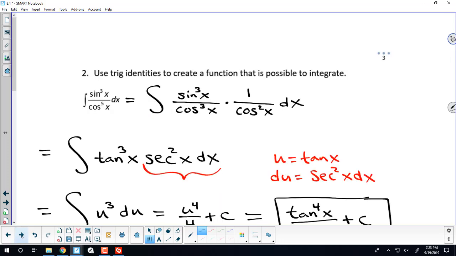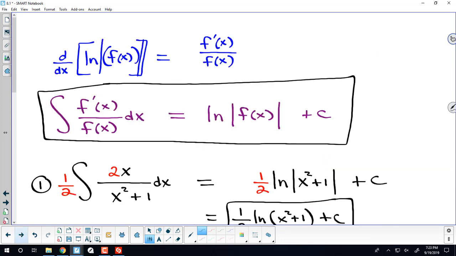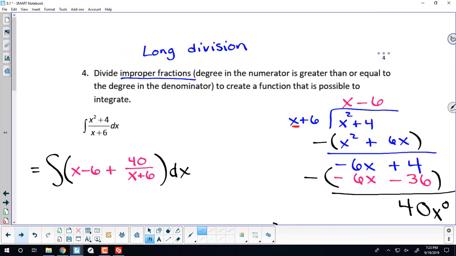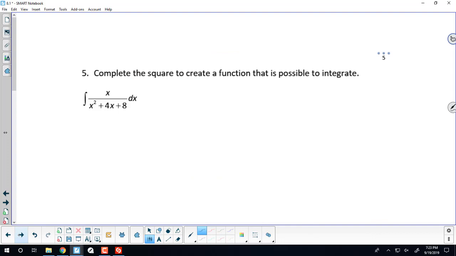All right. One more technique. Completing the square. So looking at this one, it's not improper. We wouldn't go through long division to figure that out. But if we complete the square on the quadratic on the bottom, that might be helpful.